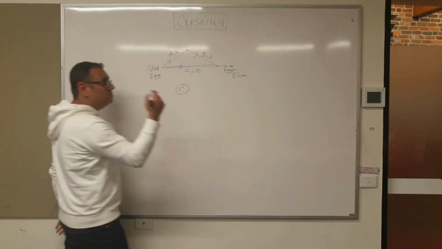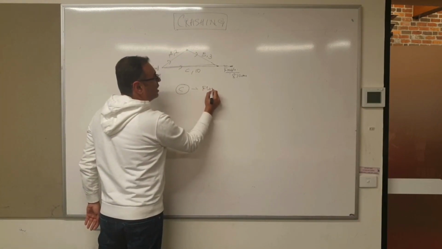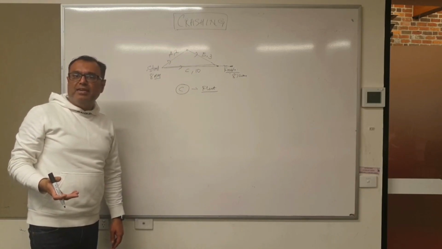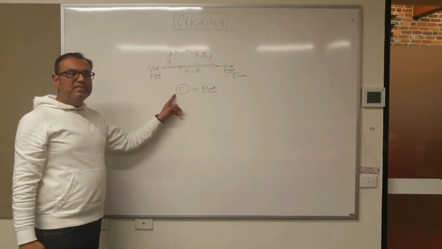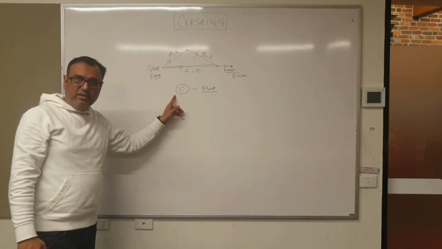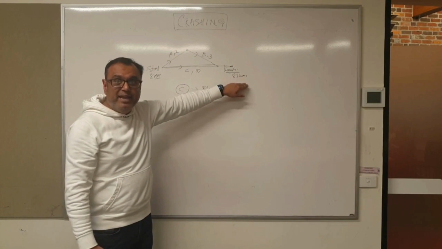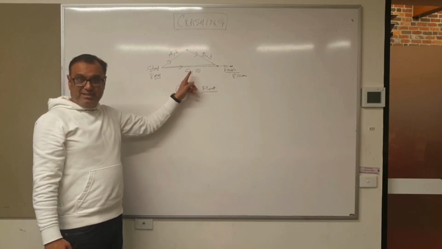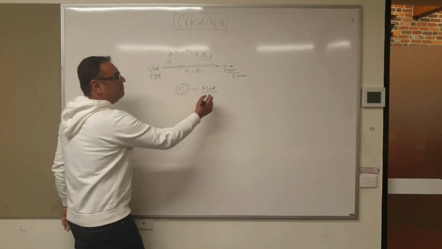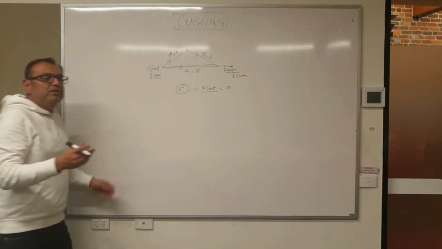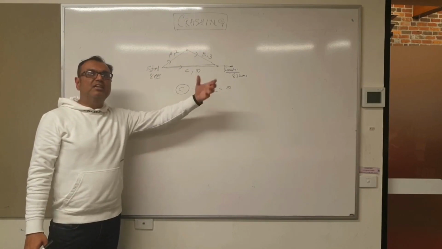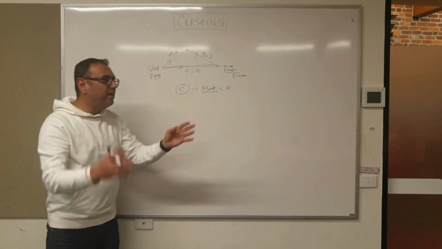And what is float? Float is how much you can delay an activity. Can you delay C, eating the breakfast, even by a minute? No, right? If you have to finish by 8:10, can you manage to delay this? No, right? So the float here is 0. That means I can't delay this. Float means the slack, the elasticity, the leeway that I have.